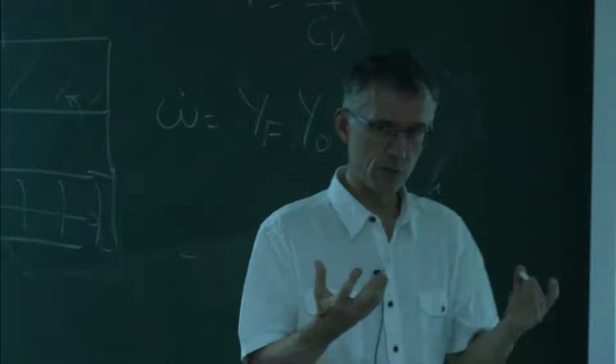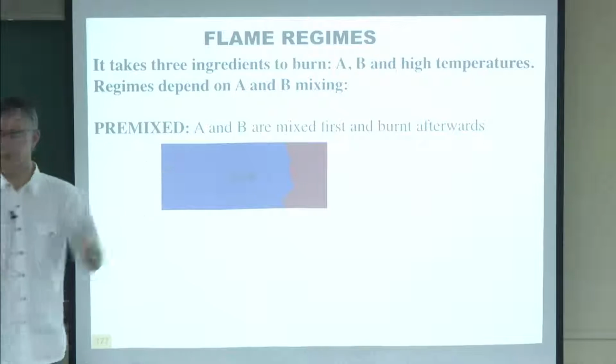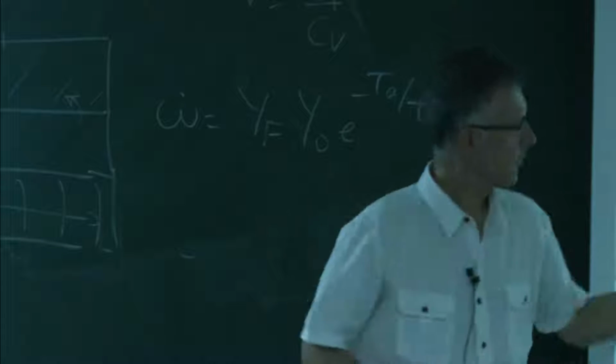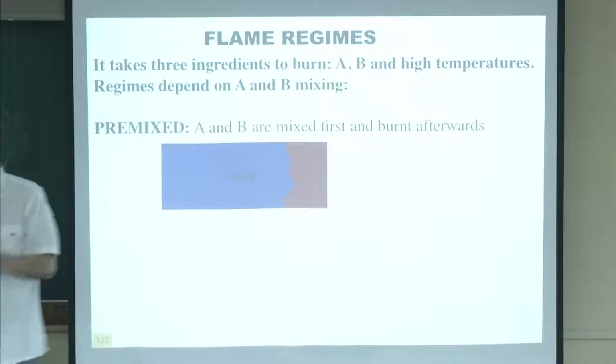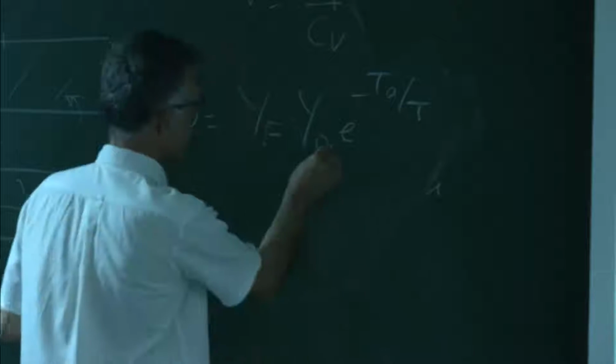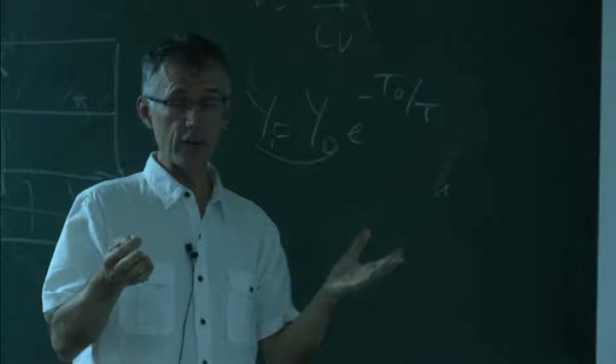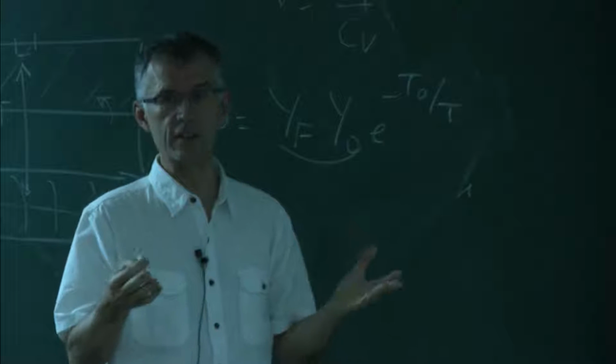So there are two ways to do that now. The first thing you can do if you want to make a flame is to start by mixing A and B, fuel and oxidizer. You premix them. In that sense, you already have a large value for this number. The only thing you need now for the flame to propagate is heat. Okay.